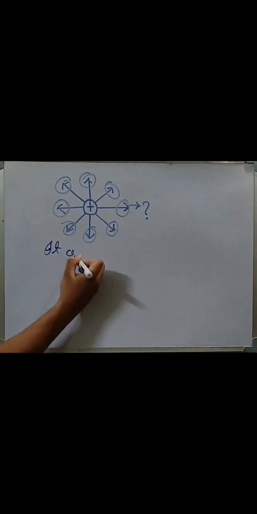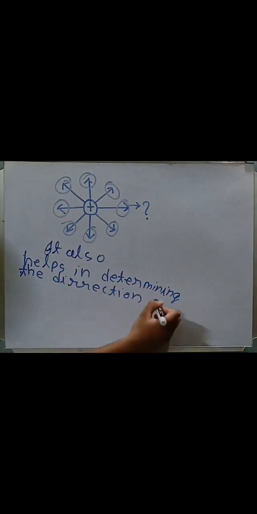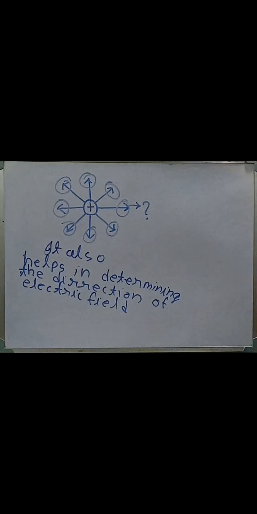Now what about those arrows? What do those arrows represent on those electric field lines? As I said, electric field lines serve the purpose of visualizing the electric field, how it is distributed over space, and how I can calculate the electric field intensity by these electric field lines at any point from a system of charges or a charge. Apart from this, it also helps us in determining the direction of the electric field at any point.